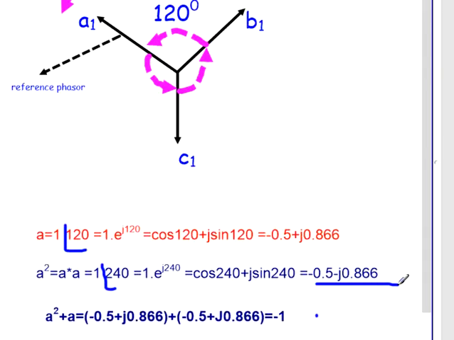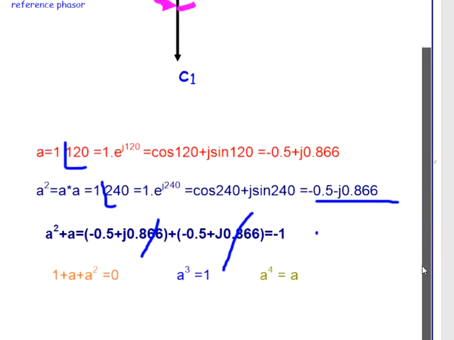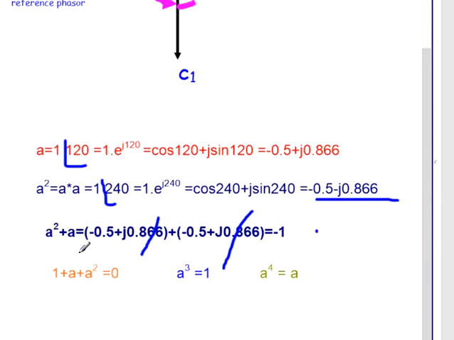What you call minus 0.5 minus j 0.866. Now what you will get? a square plus a. This is this and this will get cancelled, right? Now what becomes minus 0.5 minus 0.5, it is minus 1. So I can write this minus 1 is a plus a square plus a equals to minus 1. So 1 plus a plus a square equals to 0. This will be used in formulas in future calculation.